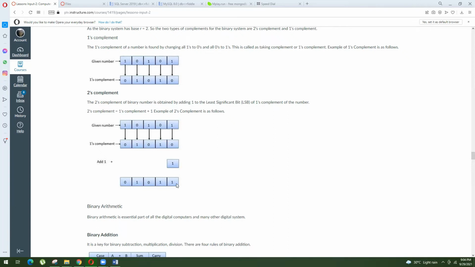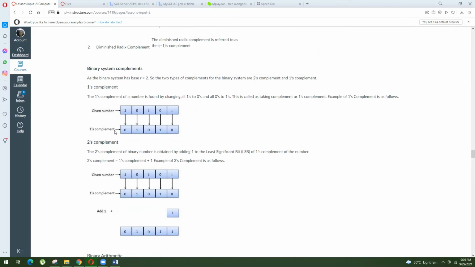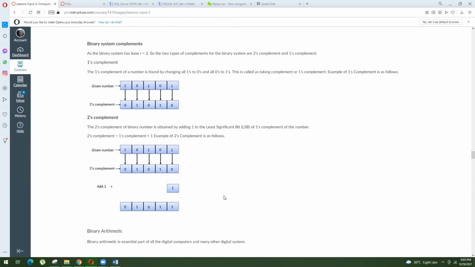So 0 plus 1 is 1. Okay, and then 1, 0, 1, 1. You just bring it down. Why? Because basically all of the preceding numbers will stay the same. So the answer will be 0, 1, 0, 1, 1. Okay. So again, that is 1's complement and 2's complement under the binary system.